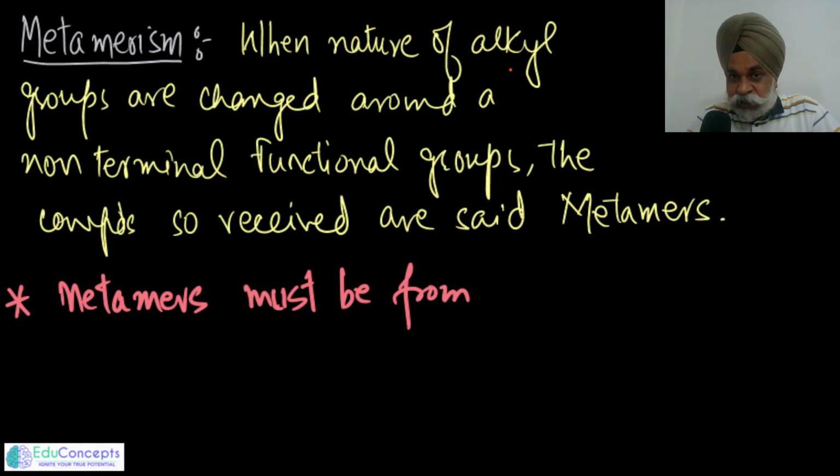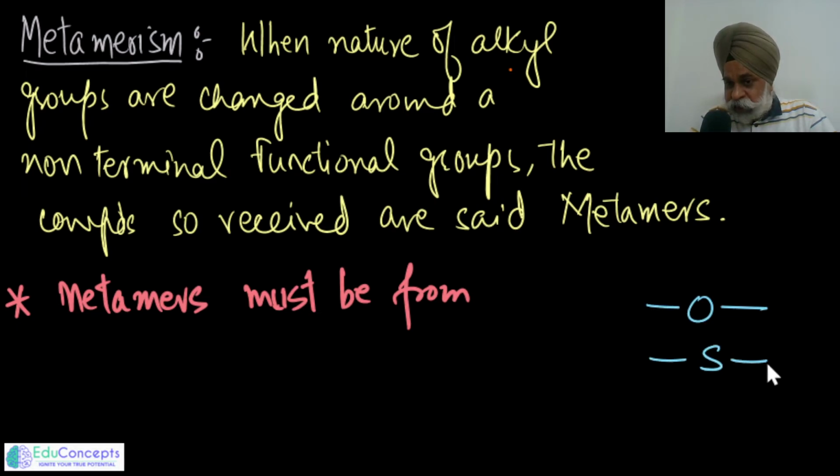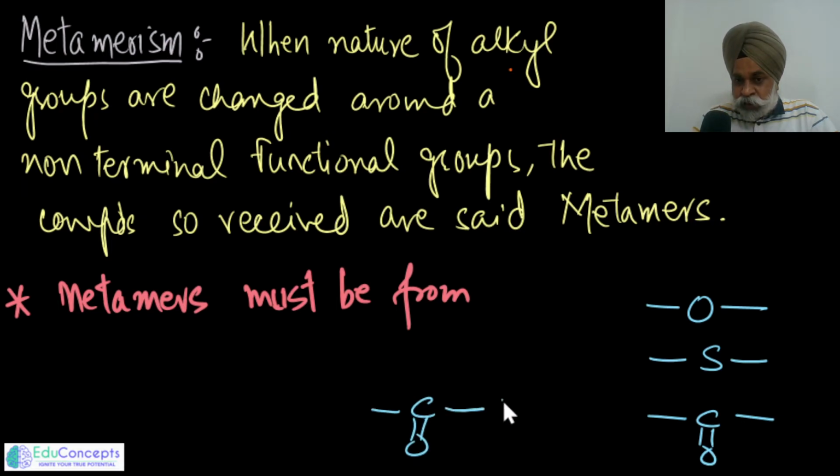Now coming on to the topic of metamerism, it is again a very easy way of understanding. Metamers or metamerism come into the picture whenever you have some non-terminal functional group. What is a non-terminal functional group? Like ether, thioether, ketone, ester, or secondary amine.